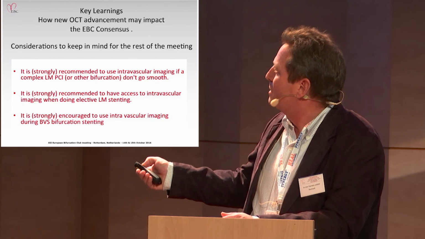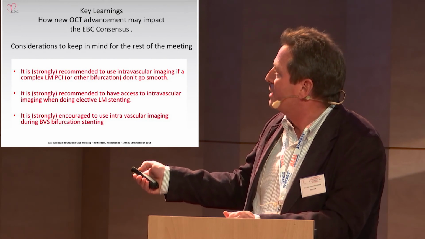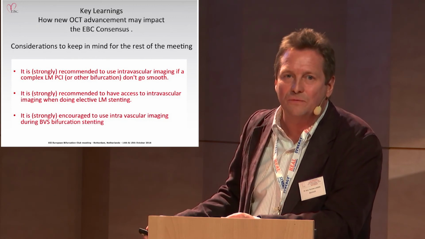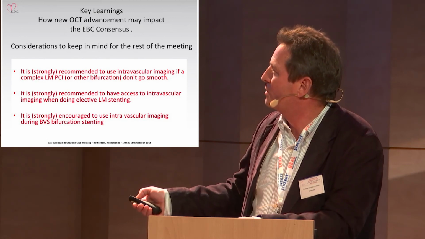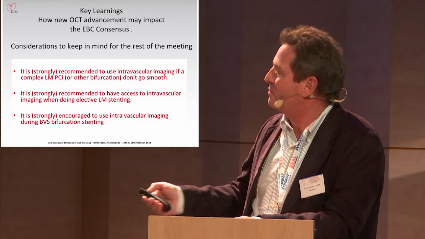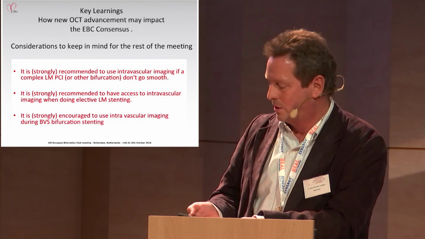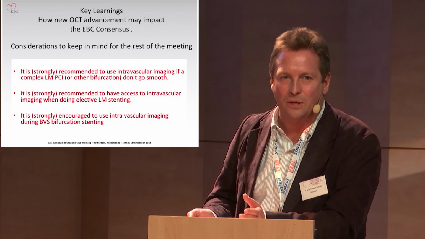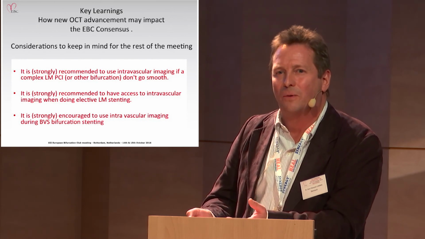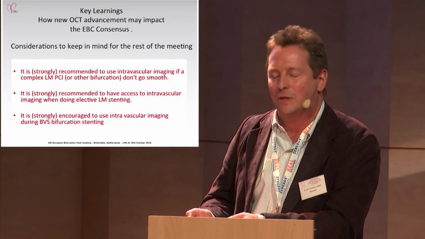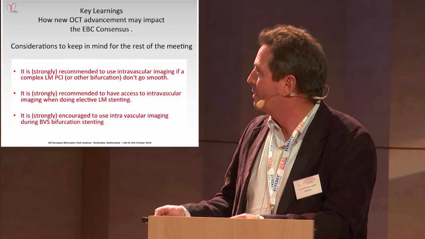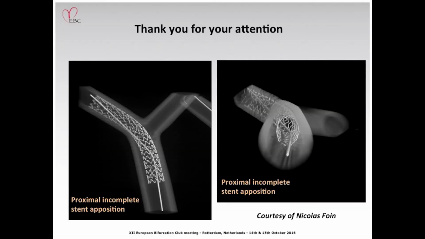It is recommended to have access to intravascular imaging when doing elective left main stenting. It could be, at least for the patient view, maybe a good thing to promote. And it is encouraged to use intravascular imaging during BVS bifurcation stenting. And I think that would be some of the issues that we could end up with. So I think this new technology has an extremely good platform for strengthening the consensus on how to use intravascular imaging.